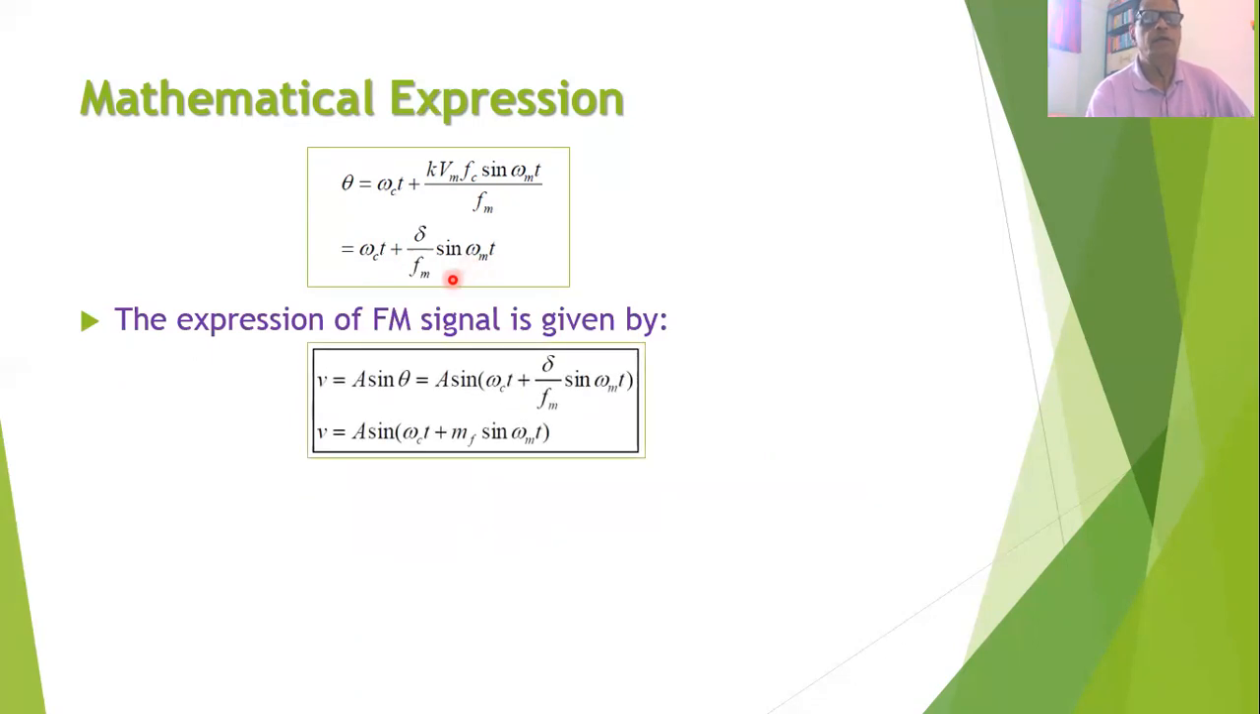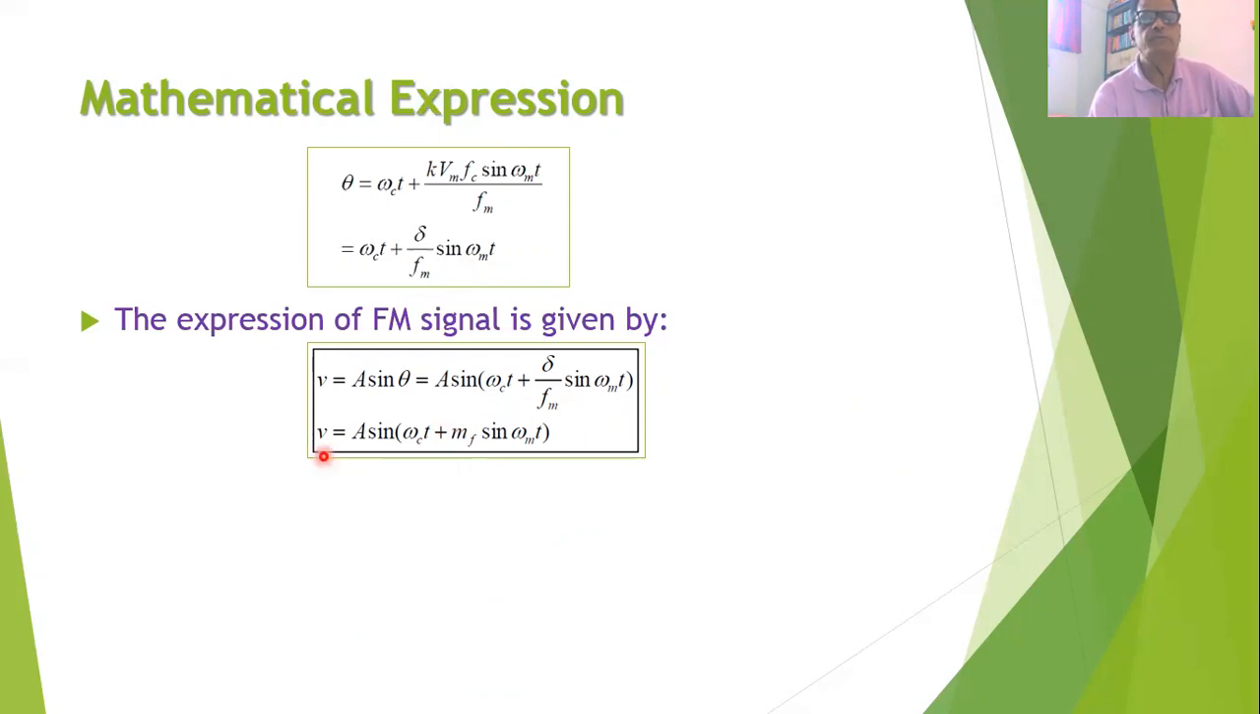Therefore, we can write the expression for the FM signal as v is equal to A sine of theta. We can replace the value of theta, and therefore it becomes A sine of omega ct plus delta divided by fm sine of omega mt. But we know that delta divided by fm is nothing but the modulation index in FM, and it can be replaced by the symbol mf.